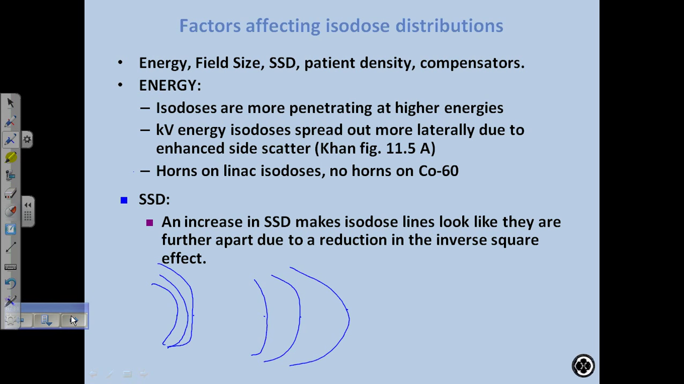Okay, always think about a PDD when you're looking at this. Here's a PDD of a low energy, like cobalt-60, and here's a PDD of a high energy, okay? It drops more slowly. Okay, so those lines drop more slowly. What else? Are there other reasons that they could be spread out more?